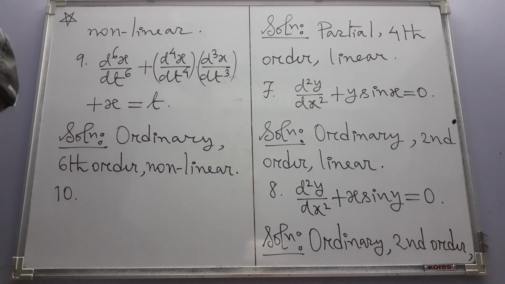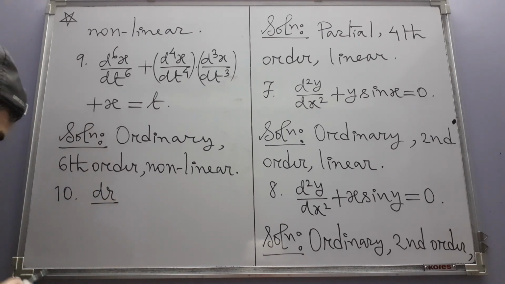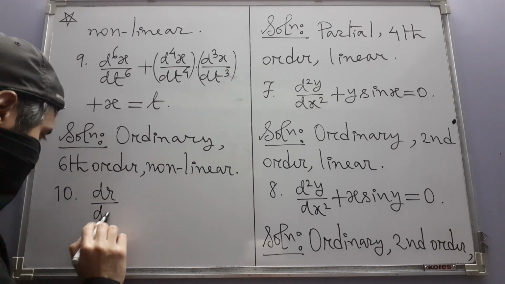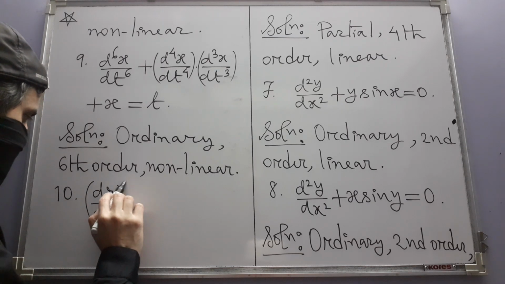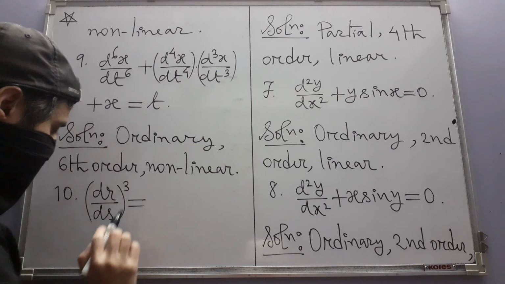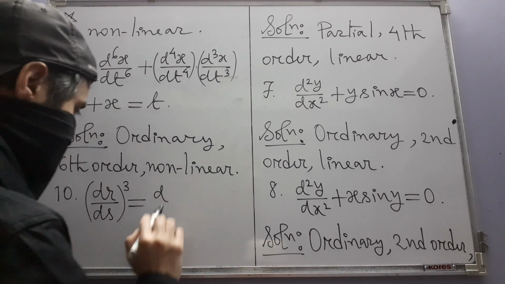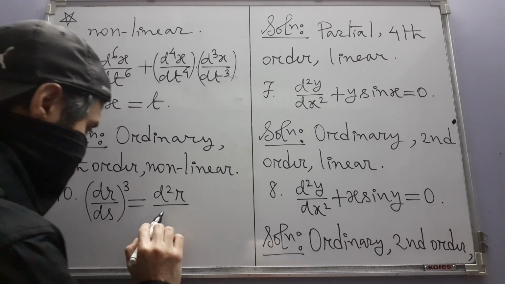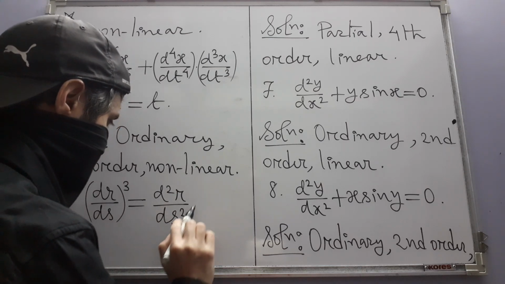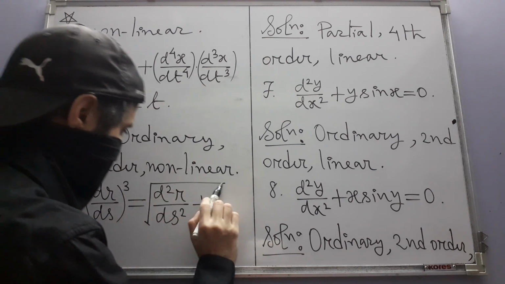Next, 10. Here the dependent variable is r and the independent is s. It's given in a slightly confusing form.